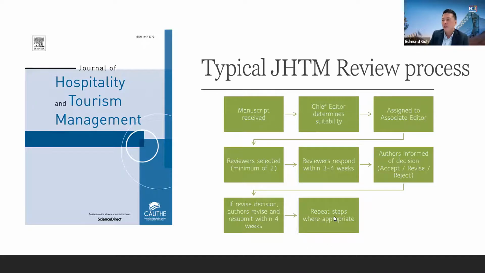Ultimately we hope that we can accept your manuscripts, because we know there's lots of hard work put into this. This is the very typical review process of most journals, in fact. But from a JHTM perspective, this is what we go through.